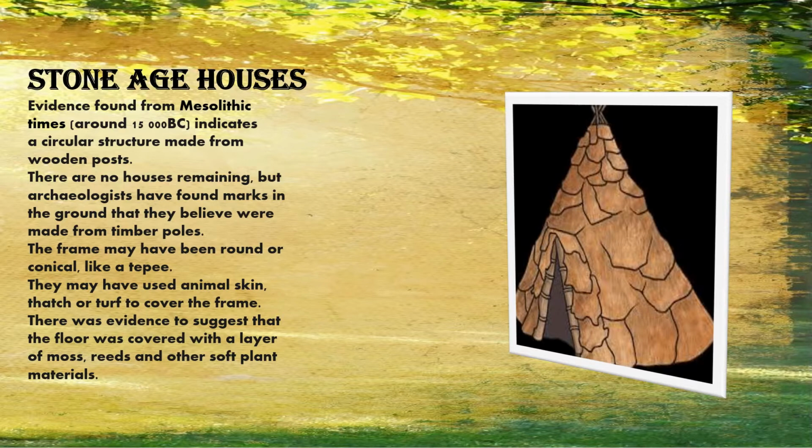Stone Age houses. Evidence found from Mesolithic time around 15,000 BC indicates a circular structure made from wooden posts. There are no houses remaining, but archaeologists have found marks in the ground that they believe were made from timber poles. The frame may have been round or conical like a teepee. They may have used animal skin, thatch, or turf to cover the frame.